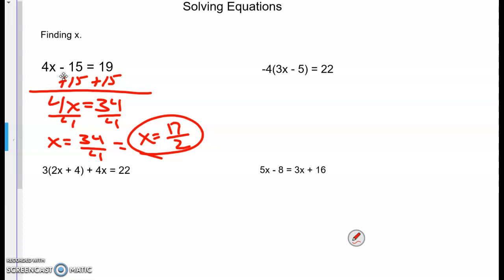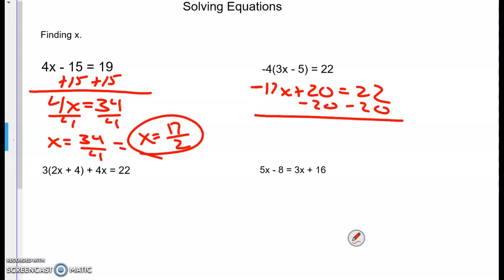Going across, we have negative 12x plus 20. We've got to be aware of signs. That negative 4 is what's being distributed. So we're going to subtract 20 on both sides, and I'm left with negative 12x equals 2.